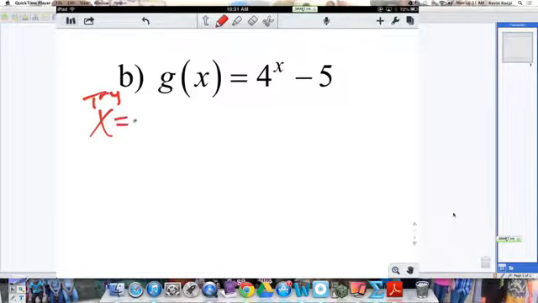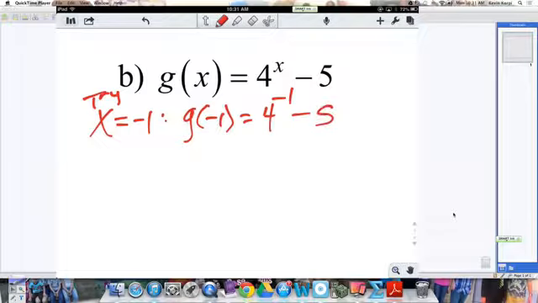Let's try x equals negative 1. We'll get g of negative 1 equals 4 to the negative first minus 5. We have a negative exponent now, which means we have a fraction in disguise. But what's another way to write 4 to the negative first? 1 over 4 to the positive first. Did we get a 0 in the denominator? No. In fact, anytime x is a negative exponent, it's not going to cause a 0 in the denominator. It's going to cause a 4 in the denominator. And is that okay? Heck yeah.